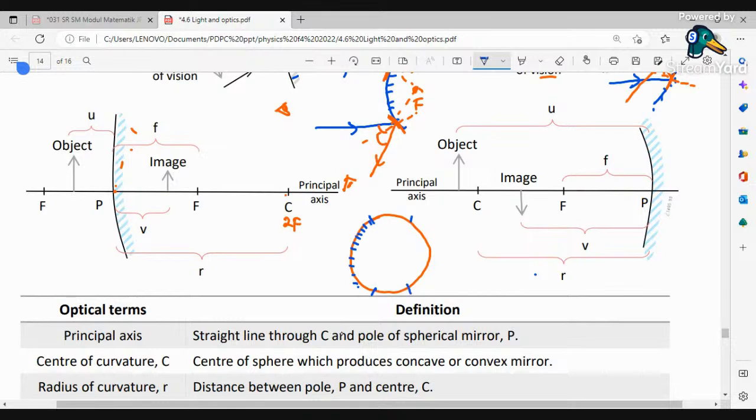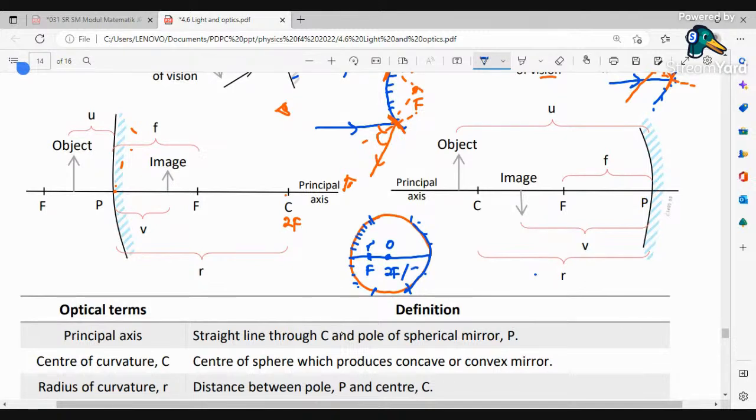Okay, if you cut out the side, you will get concave. So the center of the circle is O. This is the radius of the circle. The focal point is the midpoint of the radius, tengah-tengah. Okay, means O here is 2F.